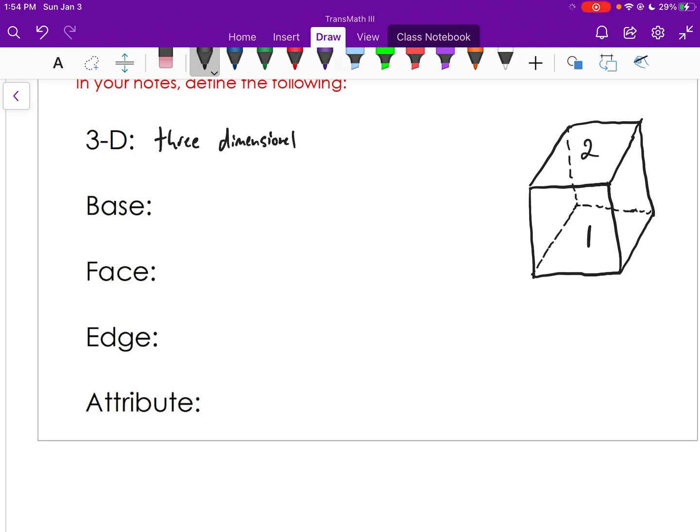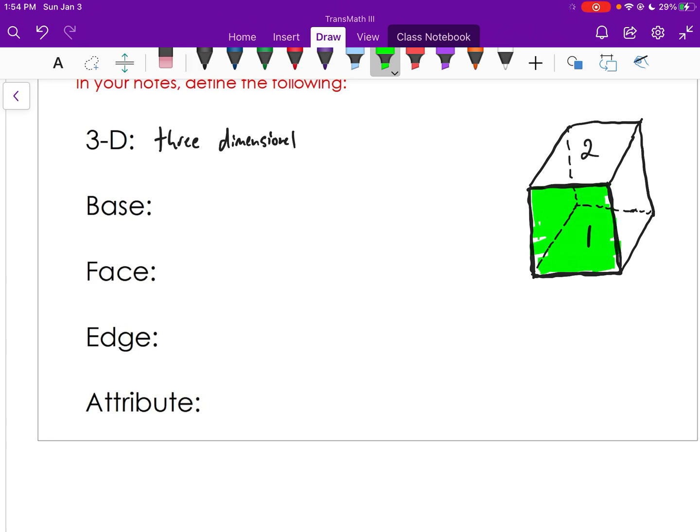Okay, now a face. The face is the shapes that you see on the three-dimensional shape. So right there, that would be considered a face. Now on three-dimensional shapes, you'll have multiple faces. In this case, you will have 1, 2, 3, 4, 5, 6 faces. So if you were to fold it out, you would have 6 shapes.